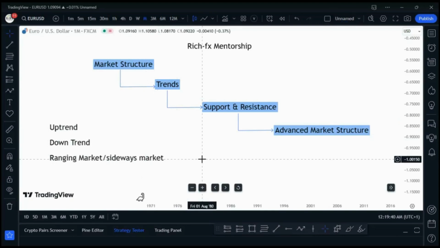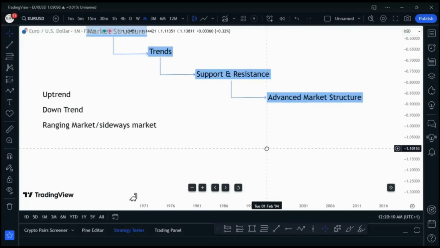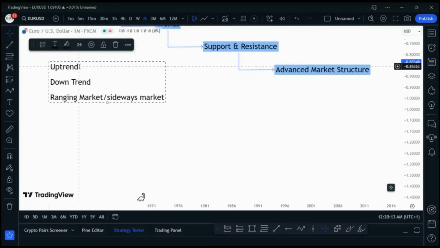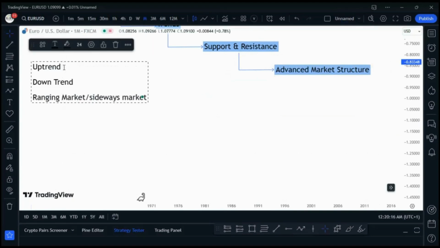Now, we'll be going into practicals here. When we talk about market structure, it simply comprises the way the market is moving at a particular point in time. Under the market structures, we have different types of structures, which are the uptrend, downtrend, and the ranging market. To fully understand this, I'll be giving you an example. The first one we're picking is the uptrend.